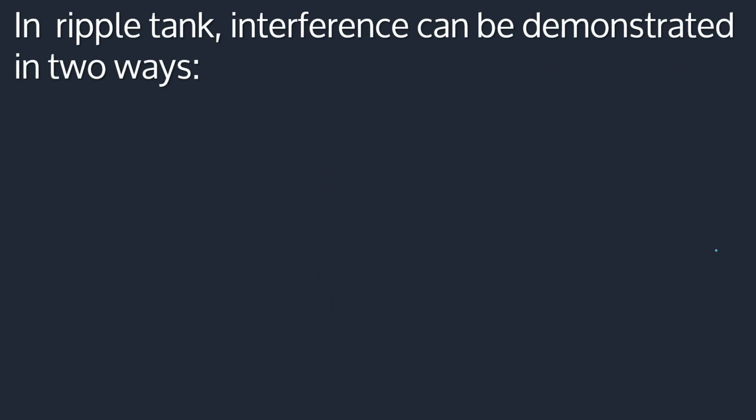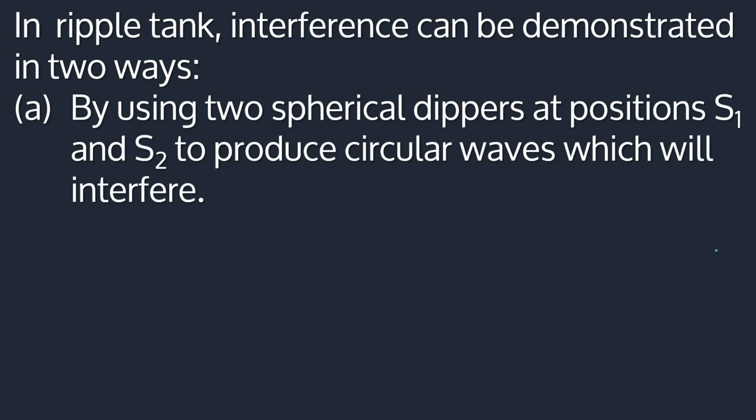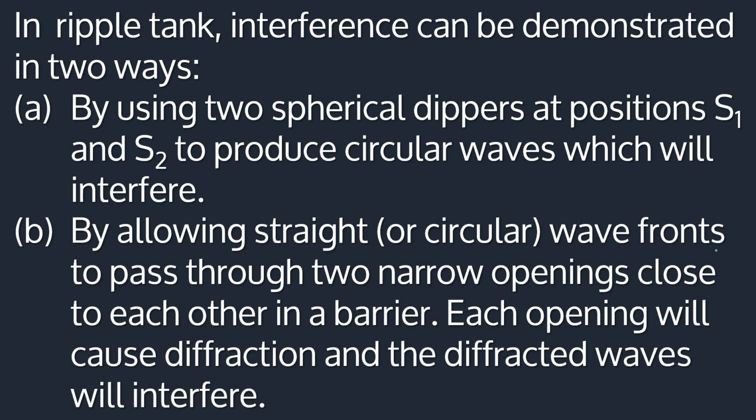So in a ripple tank, interference can be demonstrated in 2 ways. Number 1 is by using 2 spherical dippers at positions S1 and S2 to produce circular waves which will interfere. On the other hand, you can allow straight or even circular wavefronts to pass through 2 narrow openings close to each other in a barrier. Each opening will cause diffraction and the diffracted waves will interfere.